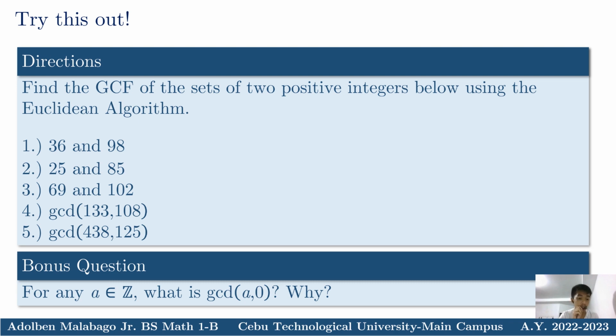And there's a bonus question below. For any integer a, what is the GCD of a and 0? You also have to explain why that is the answer. The question below is actually one of the properties of the Euclidean algorithm involving the number 0, and you have to figure this one out on your own.